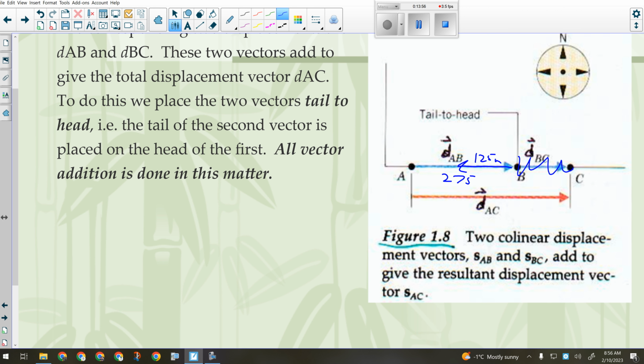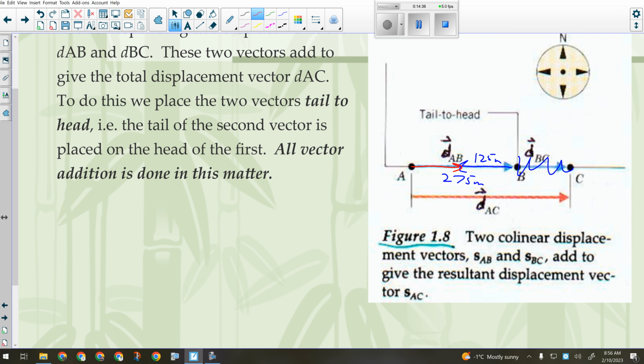So the 275 goes east, the 125 goes west, and now my resultant is only that long. If I went 275 minus 125, I would get 150 meters east. I still end up east of where I started, right? I do travel west, but I end up east of where I started. Everybody all right with that idea? That's the basics of vector addition.